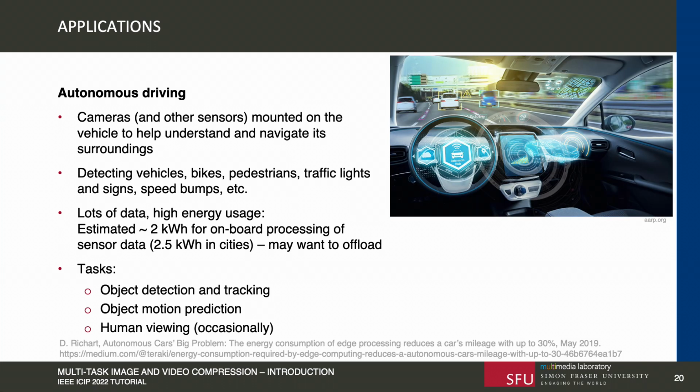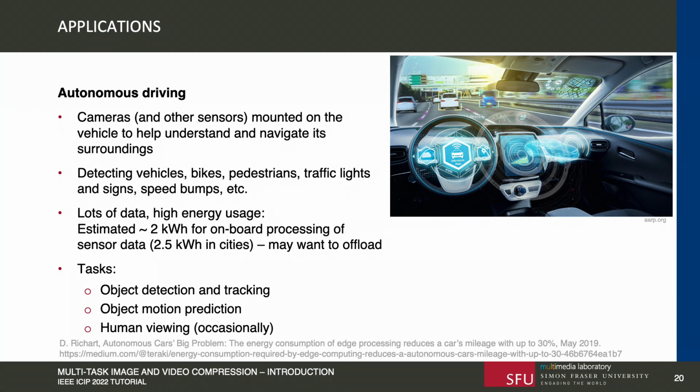Another related application is autonomous driving, where cameras and other sensors are mounted on the vehicle to help it understand and navigate its surroundings. Successful autonomous driving involves detecting vehicles, bikes, pedestrians, traffic lights, traffic signs, speed bumps, and so on. This involves a lot of sensory data and in turn requires high energy usage for processing such data. Some estimates say that about 2 kilowatt hours are needed for onboard processing in case of autonomous driving, and even more in cities where events of interest may occur more frequently.